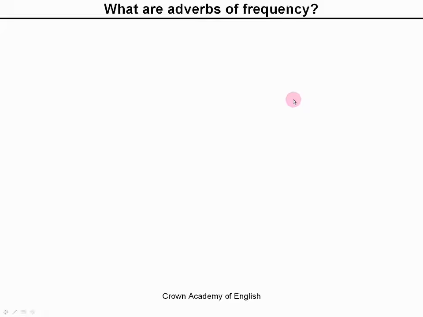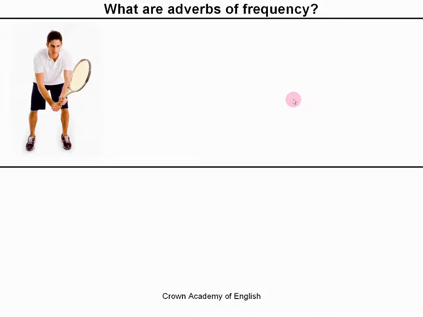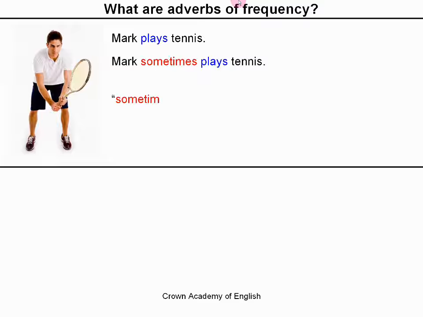So, what are adverbs of frequency? Let's look at an example. So Mark plays tennis. So we are describing a habit. So that is why we are using the present simple. Mark sometimes plays tennis. Okay, so the word sometimes is an adverb of frequency.